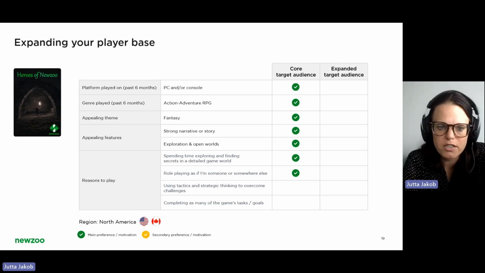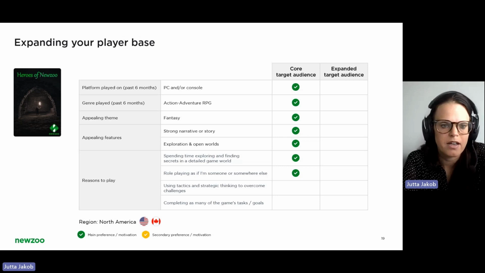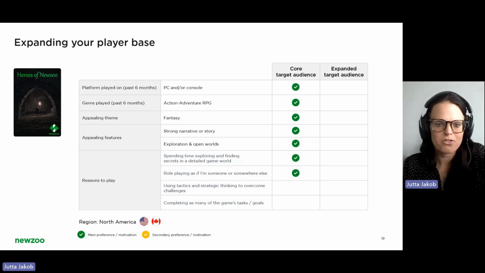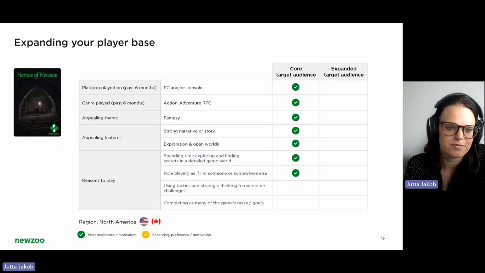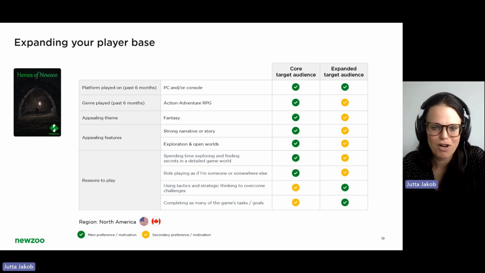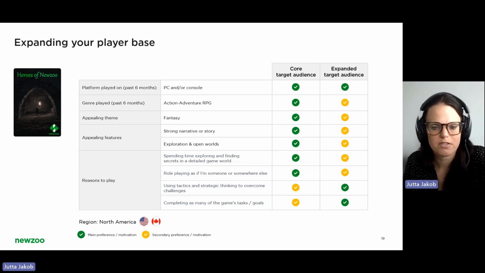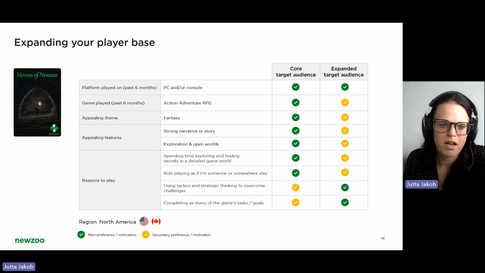For our core target group, we specifically targeted players who have a strong affinity for a strong narrative and an immersive gameplay. It is important to acknowledge that our game may also appeal to other groups with different motivations. Therefore, we are broadening our analysis to also include those who are more driven by using tactics and strategic thinking to overcome challenges or completing as many of the game's tasks or goals. The strong narrative and immersion are secondary motivations, as well as the criteria of the other gameplay elements and theme are somewhat secondary to this extended group.